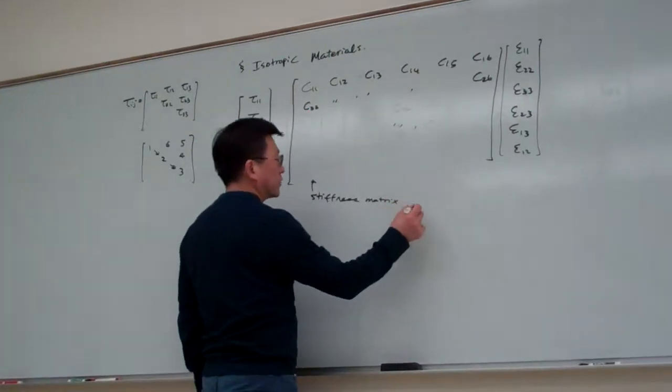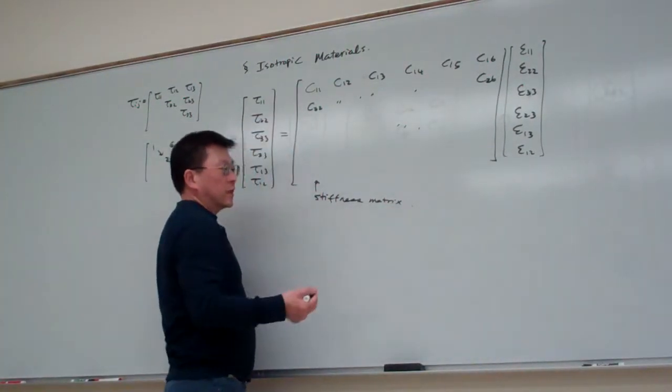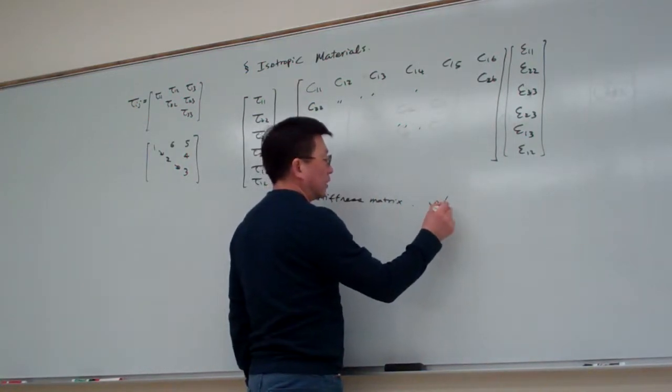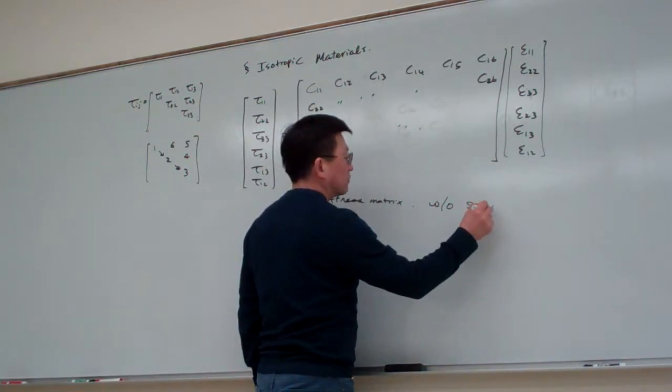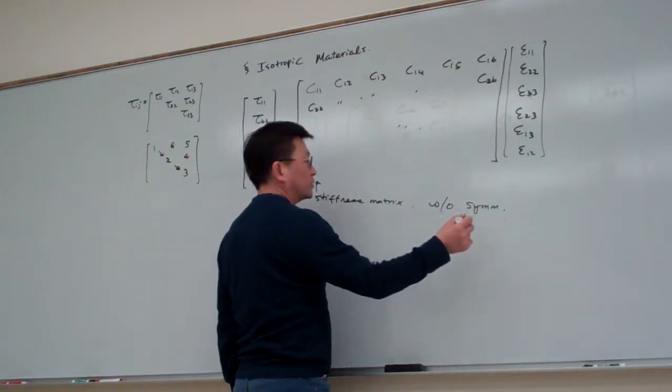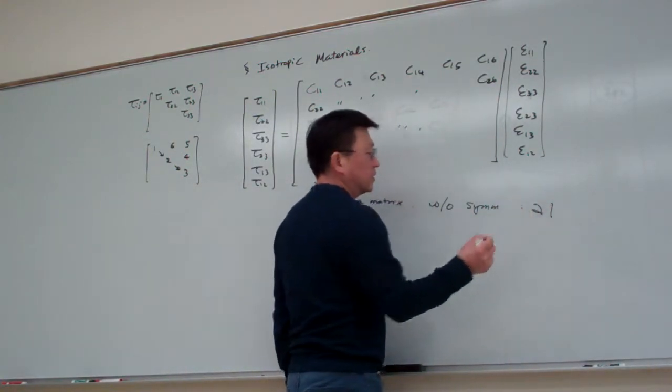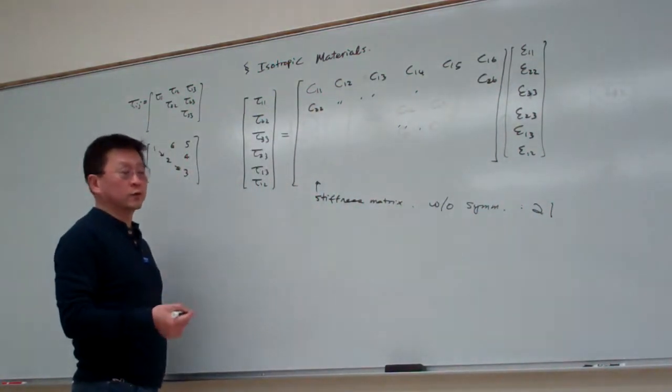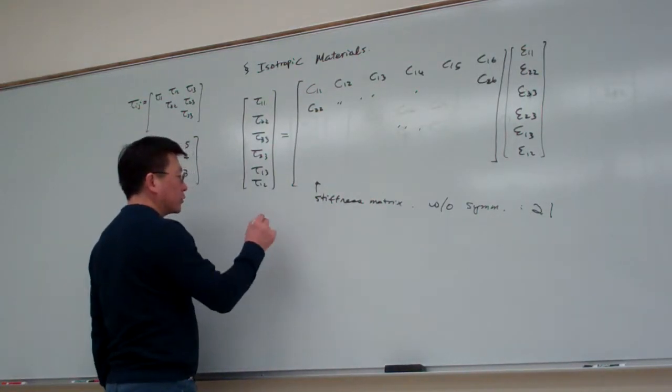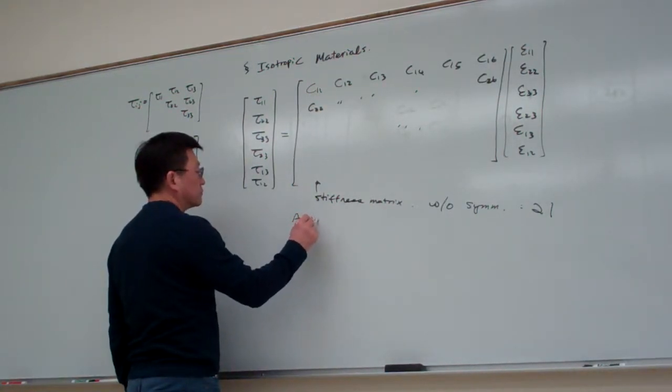So here we suppose, without any symmetry, this stiffness matrix has 21 independent parameters. That is what we know here. Okay, and now we're going to apply the symmetry.